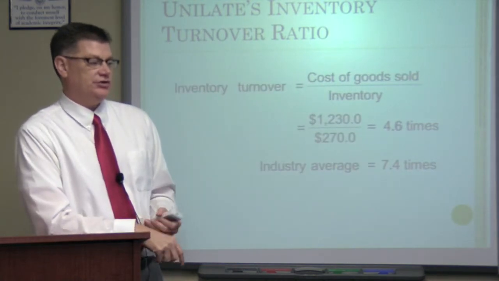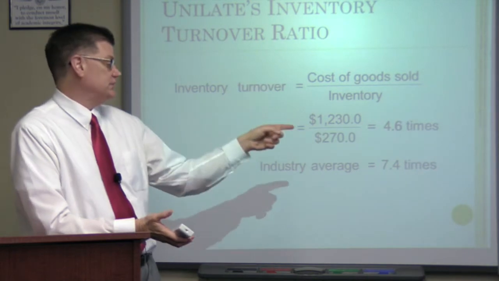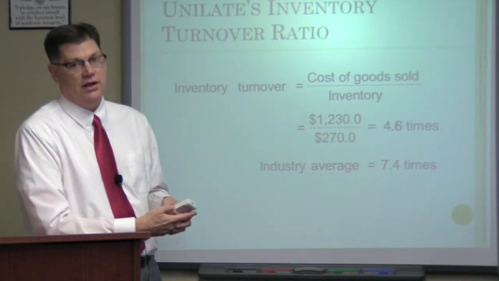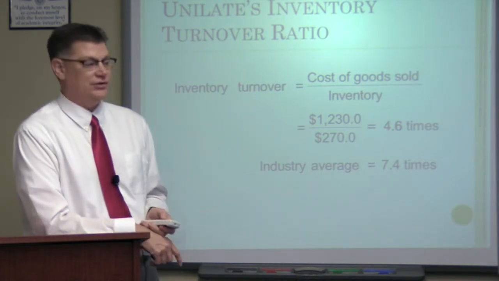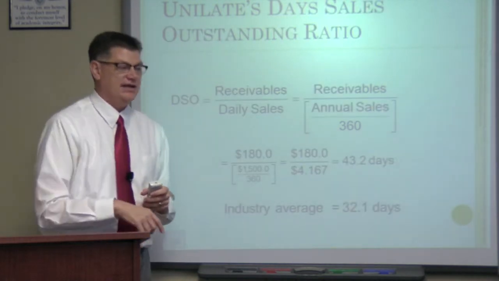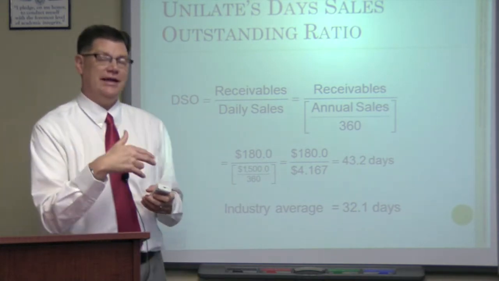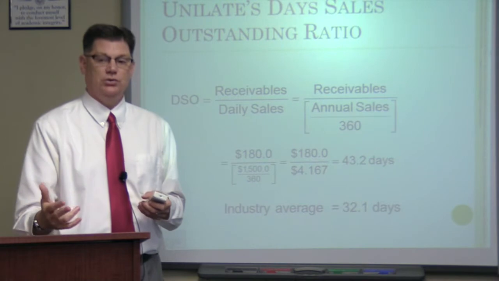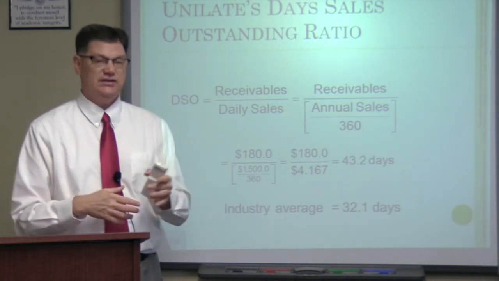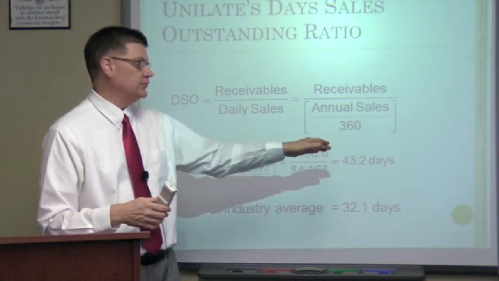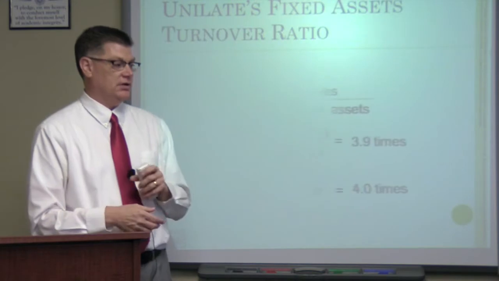There's your inventory turnover, cost of goods over inventory. Again, Unilate is 4.6, industry average is 7.4. So not only are they not very liquid, it doesn't look like they're very efficient in the way they're using some of their assets. Days sales outstanding: Unilate has 43.2 compared to 32.1. So what happens here is more of their sales are outstanding. They're not collecting their sales.